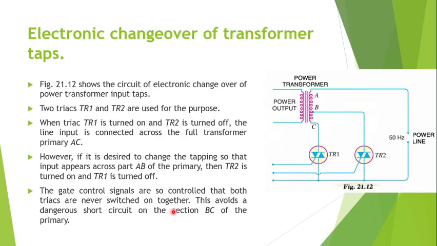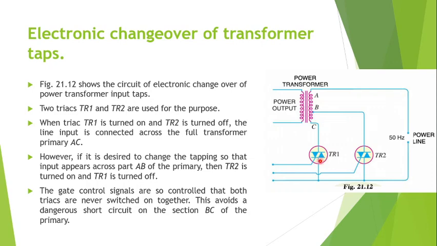Another application is electronic changeover of transformer taps. So this is a transformer, this is the primary of the transformer, secondary of the transformer. The primary of the transformer is connected with the power supply. Now you know that depending on the ratio of the primary and the secondary, the voltage step down or step up occurs. So if you want to change the voltage at the output level, you will have to change the ratio of primary and secondary. So in this arrangement, you can change the ratio by activating and deactivating one of the TRIACs.